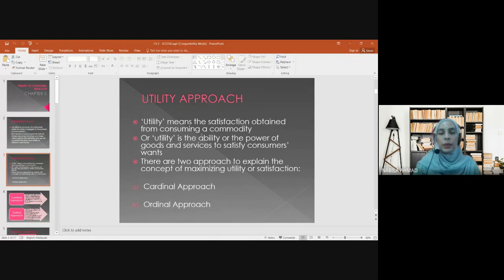Ya, so bila kita membeli sesuatu barang, kita decide, okay, barang ni yang kita nak beli. Kenapa? Kerana kita nak memaksimumkan kita punya kepuasan. Or utility is the ability or the power of goods and services to satisfy consumers' wants. To measure this utility, the concept of maximizing utility or satisfaction, kita ada dua approach, cardinal approach and ordinal approach.